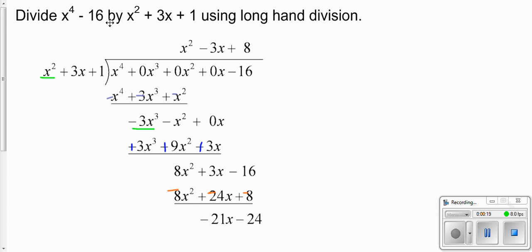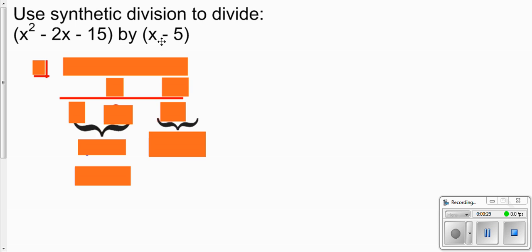Synthetic division would not work in this because we weren't dividing by an x to the first power plus a number. It was an x squared. So the only way to do this problem was with longhand. But we can use synthetic here.